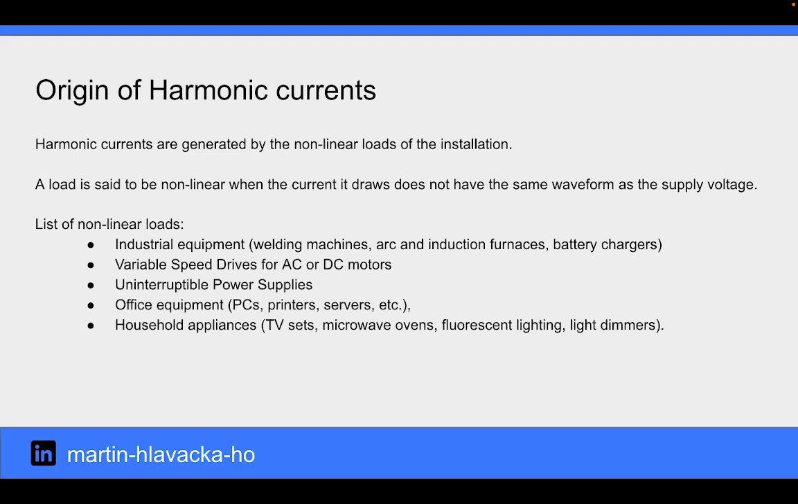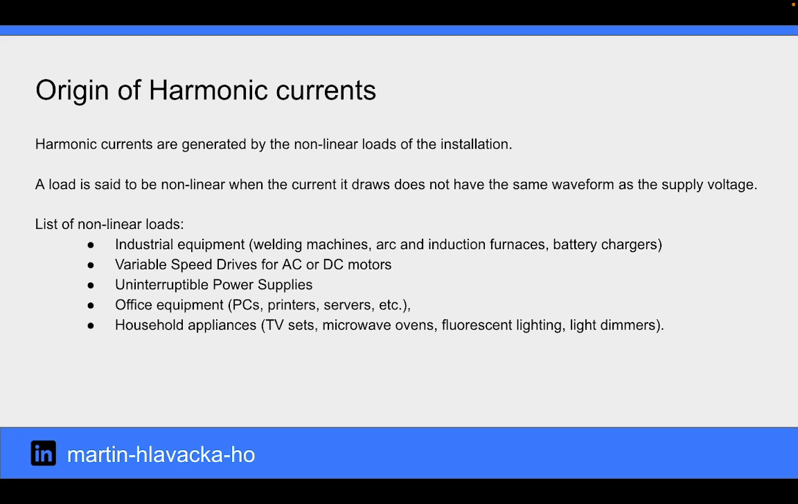Harmonic currents are generated by the nonlinear loads of the installation. A load is said to be nonlinear when the current it consumes does not have the same waveform as the supply voltage.